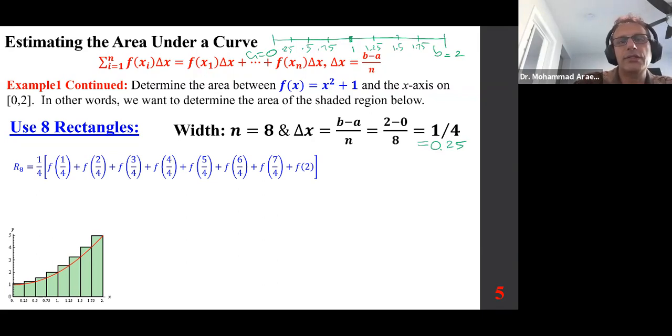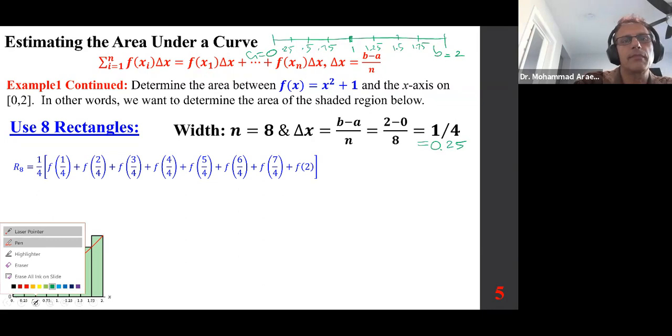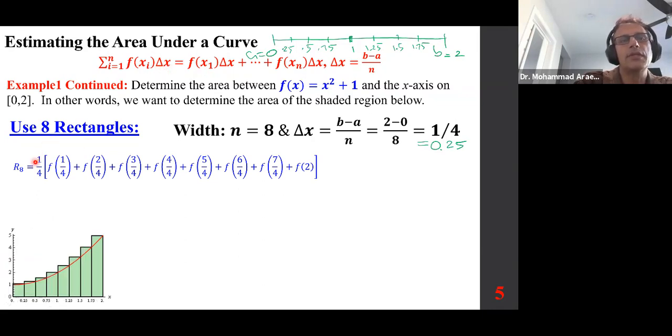So delta x times f of x sub i, we're going to add them up. The very first point is 0.25 or 1/4, f of 1/4. If you look at your line segment, you use all of them except a, remember that. So 1/4 or 0.25 all the way to 2, or b. Do you see that? All of it.